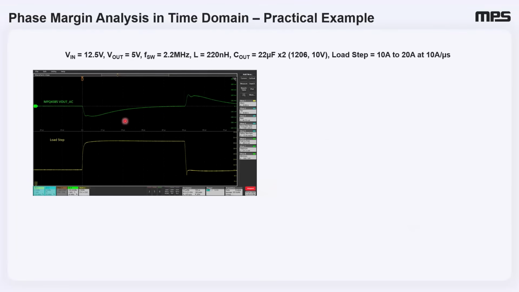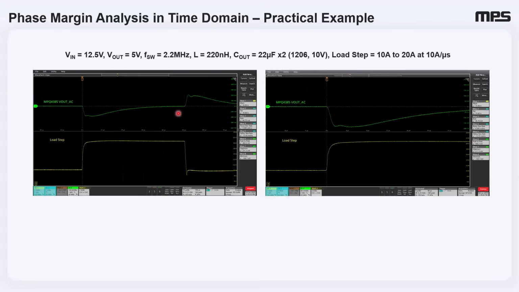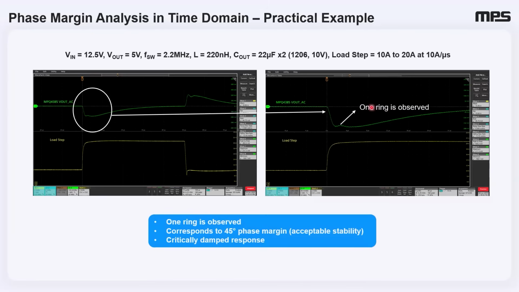Here you can see an overall load step transient. The yellow trace on the bottom indicates the load step, that is 10 to 20 amps at 10 amps per microsecond, and the green here represents the Vout AC coupled, showing the undershoot and overshoot. So zooming in on this undershoot, what's immediately apparent is that after the initial voltage drop due to the load step, the output voltage rings up and then settles, exhibiting only one ring of overshoot before stabilizing.